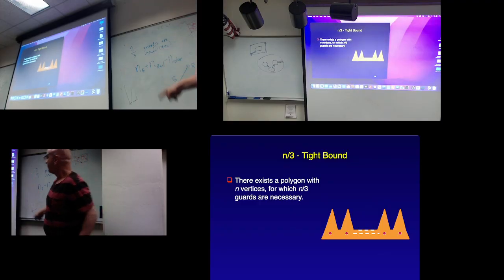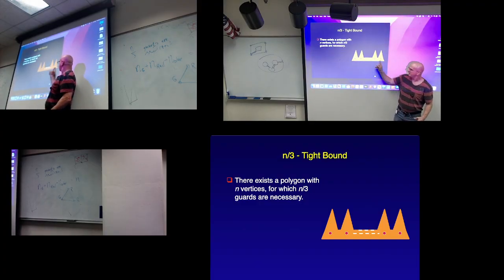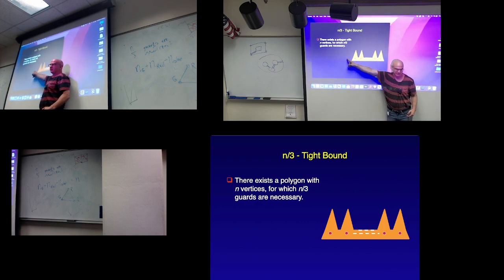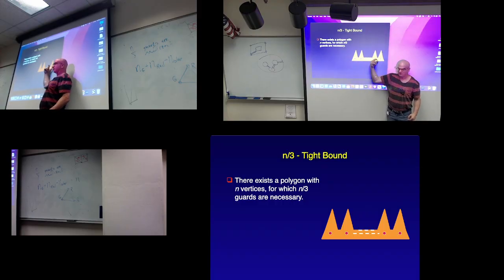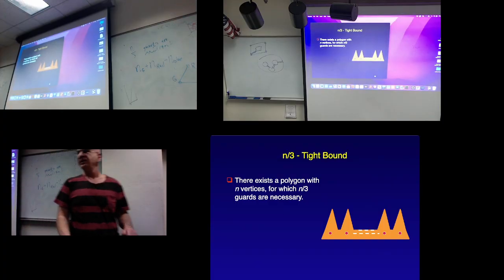So how many teeth do I have? Let's count. There is this one that I don't care about, we counted it only once, and from this point there are 3 edges, 3 edges, 3 edges, 3 edges, and for every such tooth of 3 edges, I need a separate guard. So that shows that the bound is tight.